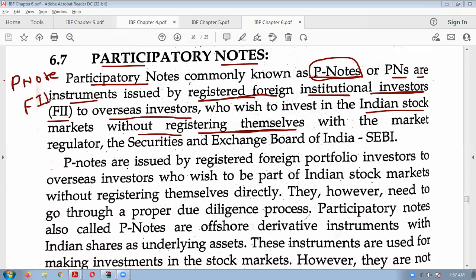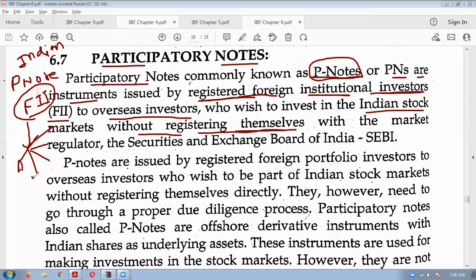It is an institutional investor who will be registered with SEBI. They will issue P notes to a number of foreign investors, but these foreign investors will not be registered with SEBI. So it is not possible to know the identity of persons who are investing in P notes, and through P notes they are indirectly investing in the Indian stock market. Understood?